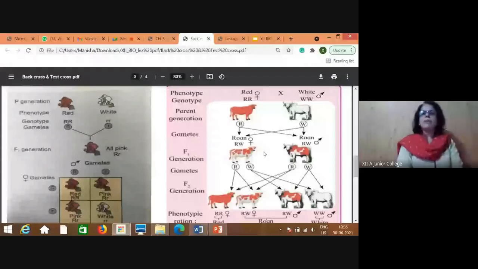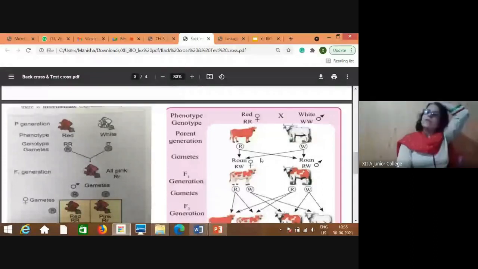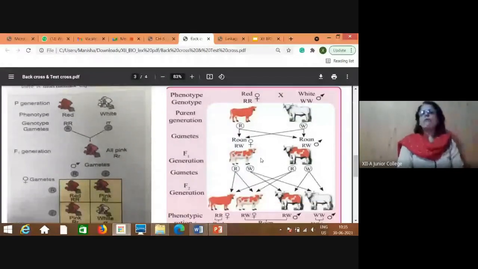Another example here is codominance in cattle coat color. Cattle you have observed, maybe a cow or any other. Now consider a cattle with a red coat color, and the other parent with a white coat color. Now here, what are the genotypes shown?